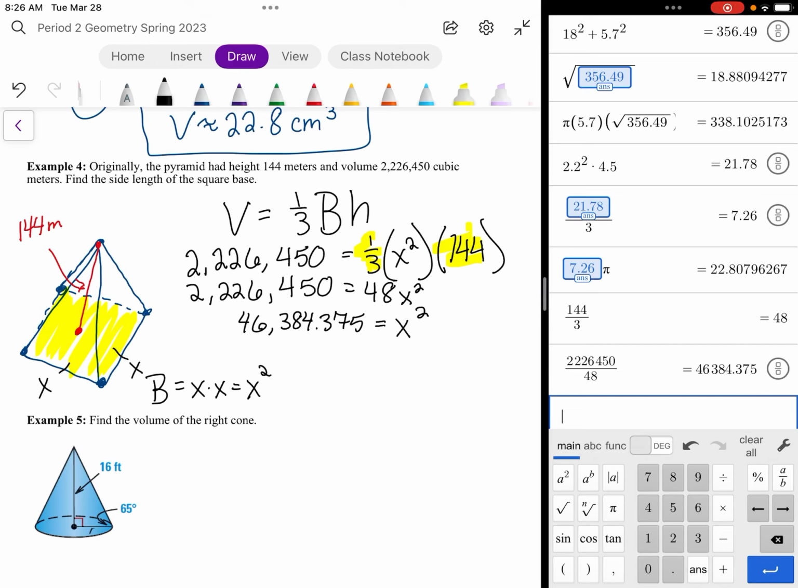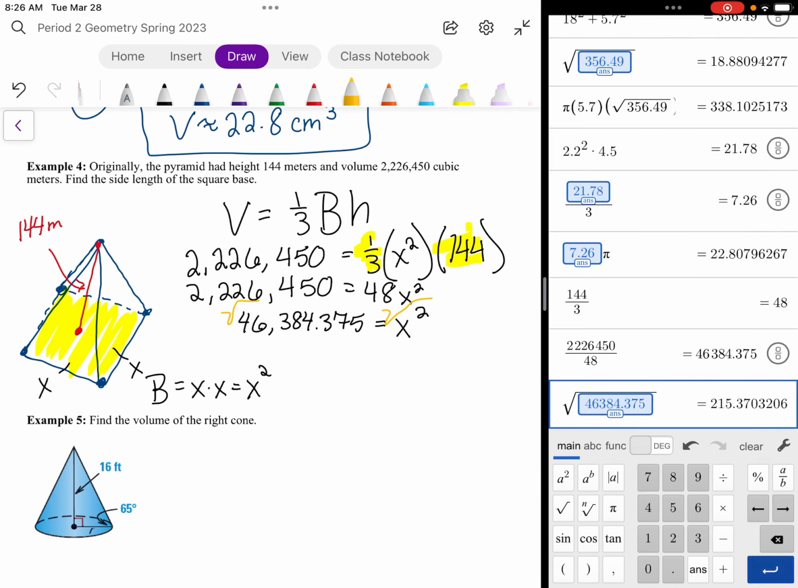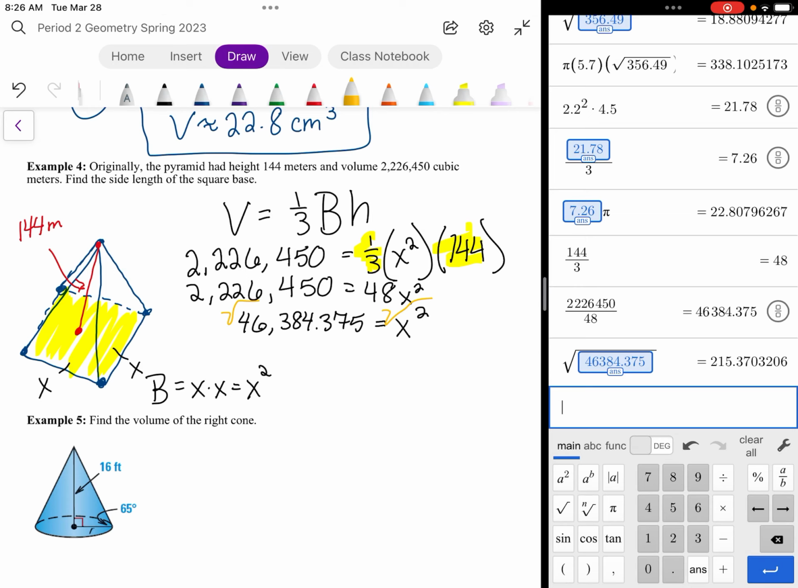Then, to find the side length, we need to take the square root on both sides. We take the square root of our answer, and because it's our final answer, we can round to 1 decimal point. So about 215.4 would be the side length. Because this is just a length, it's in meters, not meters squared, because it's not an area.